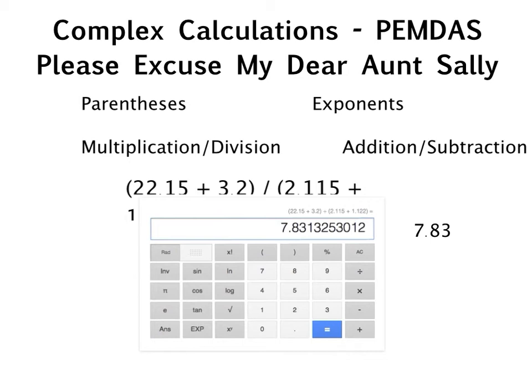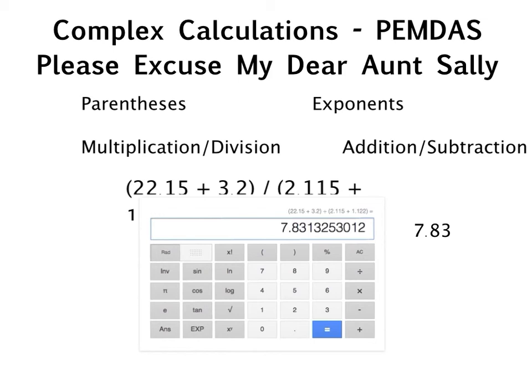So, to determine the number of significant figures to report in a complex calculation, first carry all numbers as significant. Do everything as if they are going to remain significant. You never deal with the significant figures until the very end. Then you need to evaluate each step for how many significant figures it would yield. So in this example, if I want to evaluate this calculation here, 22.15 plus 3.2, divided by the sum of 2.115 and 1.122, if I use the calculator, I carry through all the numbers, I get 7.8313, etc., and more. Now, however, that's not the right number of significant figures. I should not report that.